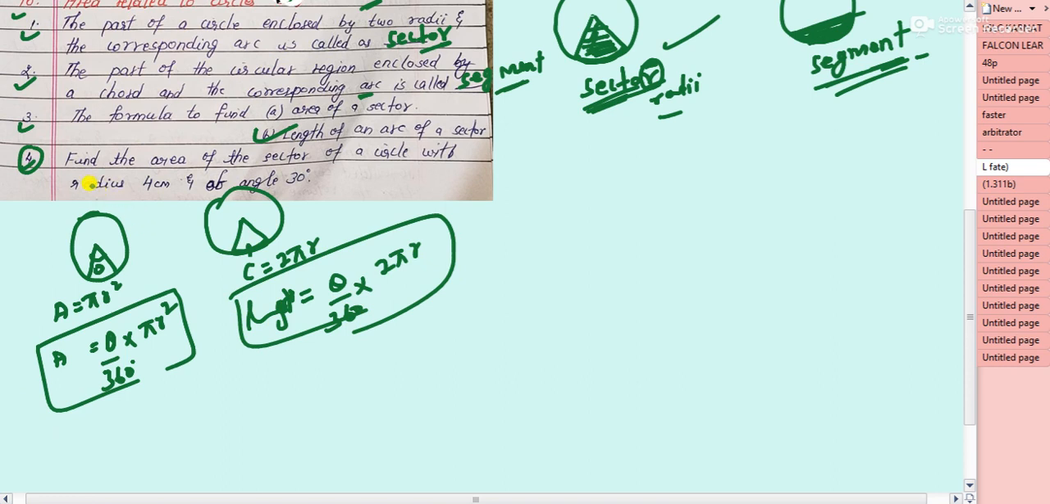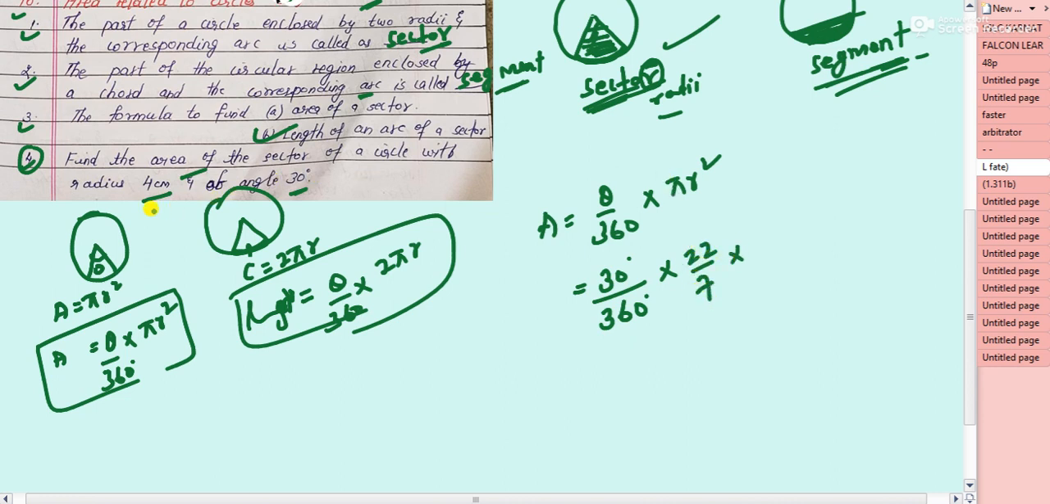So here they have asked, find the area of the sector of a circle with radius 4 centimeter and angle 30. So they have asked area. So use this formula. Theta by 360 into pi r square. So what is theta? That is angle 30 degree divided by 360 degree into pi. You can write it as 22 by 7. R is radius. They have given it as 4. So 4 square, that is 4 into 4 you can write.